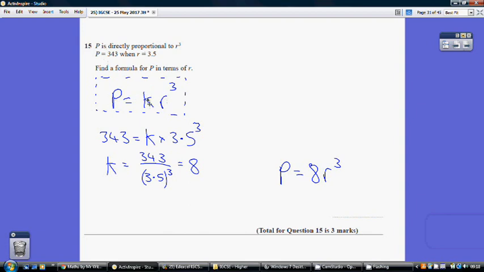Now step 2 is to find out what K is, and they'll always give you a moment in time to allow you to do this. So we know when P is 343, R is 3.5. So substituting those both into this, we get this equation, which we can solve by dividing through by 3.5 cubed, giving us K equaling 8. So our final formula for P in terms of R is no longer P equals K times R cubed. It's because we now know that K is 8. It's P equals 8 multiplied by R cubed.